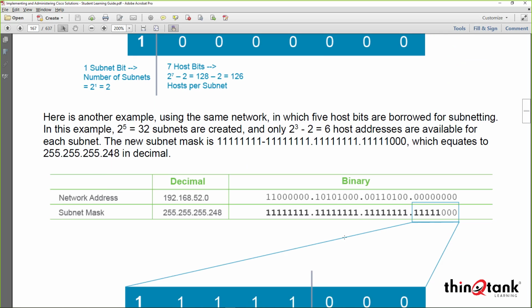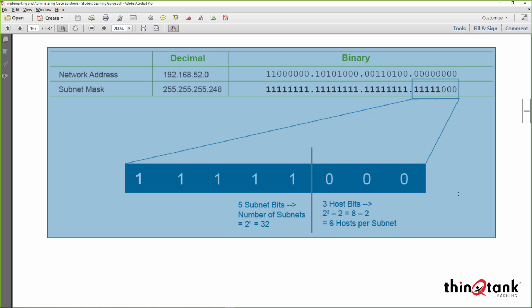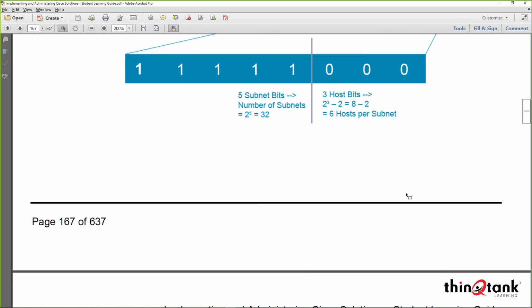All right, here they borrowed additional ones. Now they've gone down to a slash 29, right? 24, 25, 26, 27, 28, 29. So now we borrowed 5 bits for the network, which leaves us only 3 bits for hosts. Every time you borrow additional bits, you're creating smaller networks. And it works exactly the same way for IPv6. The more bits you borrow, the smaller the network is. All right?